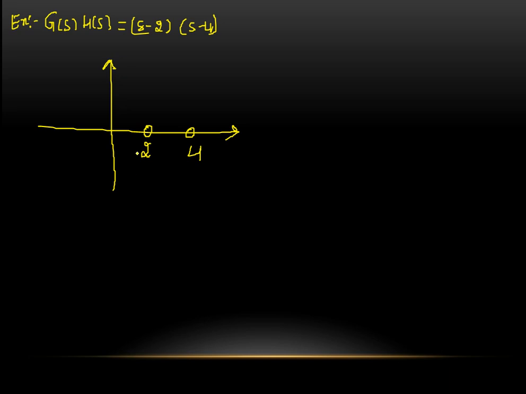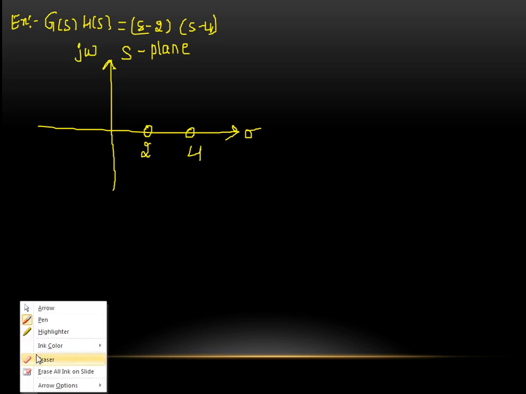Let us choose any closed path, that may include two zeros or that may include one zero, it depends on your choice. In order to choose a closed path, this is the S plane, and I am locating the open loop transfer function zeros in the S plane. This is sigma, this is j omega, and we have 0, 2, 4.